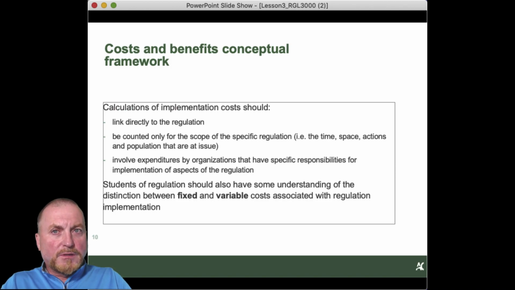They are accounted for the scope of the specific regulation, time, space, actions, and populations that are at issue, and involve expenditures by the organizations that have specific responsibilities for implementing aspects of the regulation. Why do I say that? Well, with a lot of regulations you might not have just one government department implementing it, but it might be a shared responsibility between two departments. Or in fact, it might involve three or four departments.